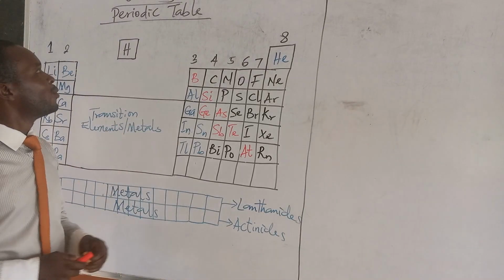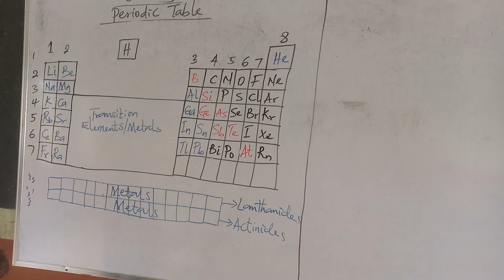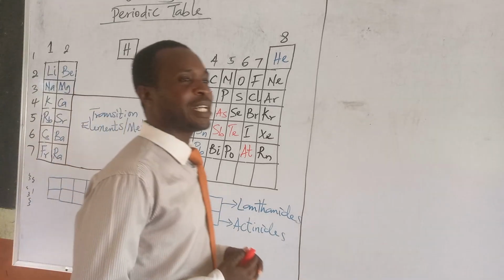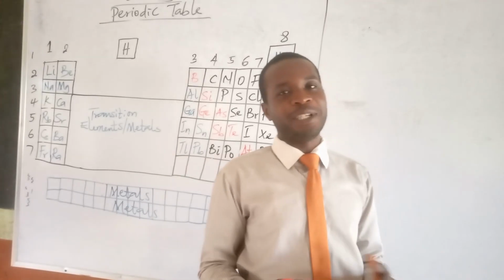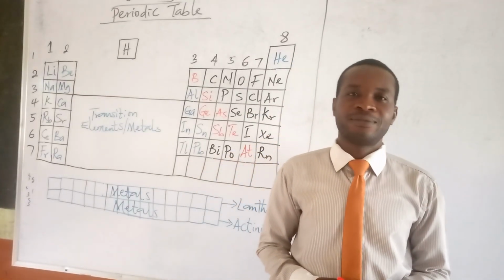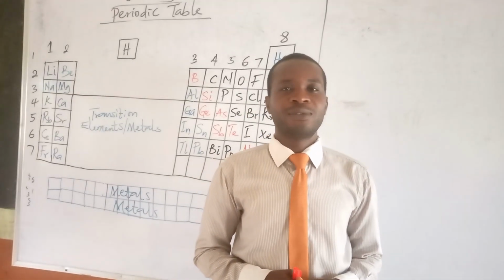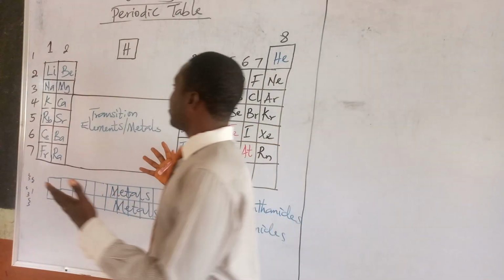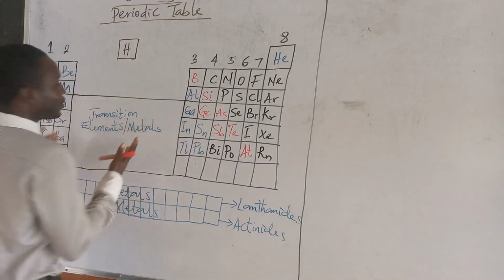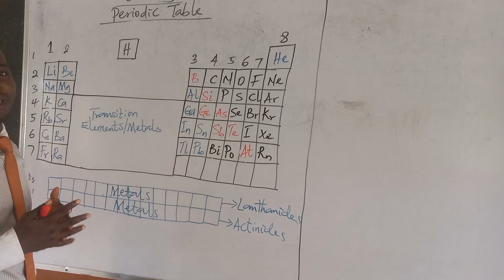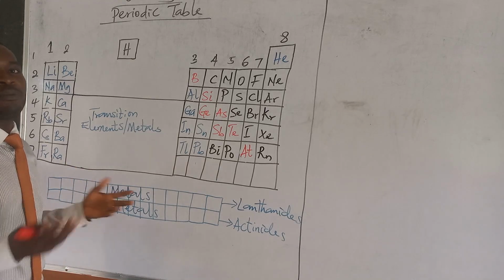Today we are looking at chemistry, and in chemistry we'll be looking at the periodic table. The periodic table is an important topic in chemistry. If you want to know the behavior and the properties of all the elements that we have, learn the periodic table. The periodic table is just an arrangement of all our elements based on increasing atomic number.